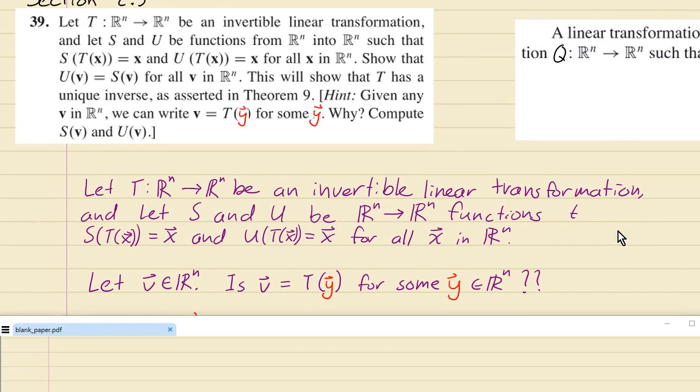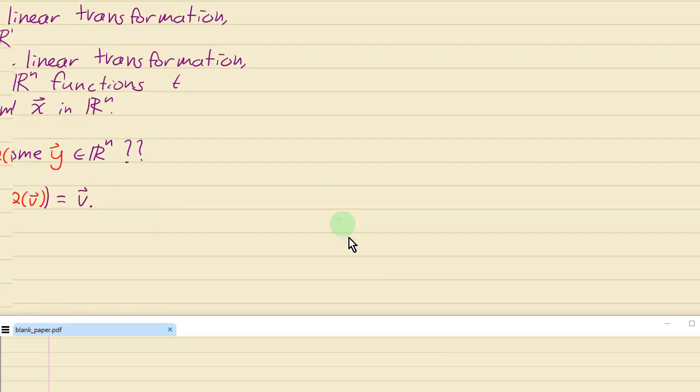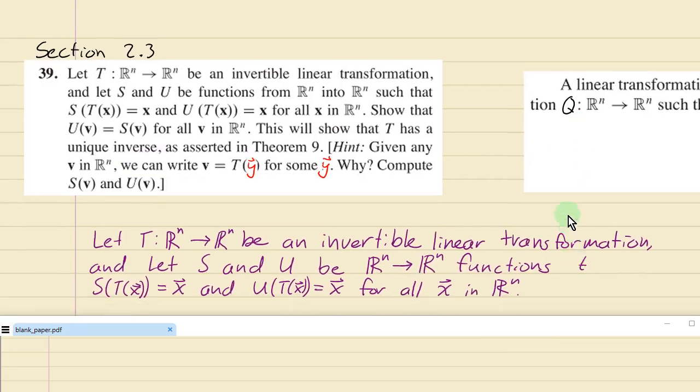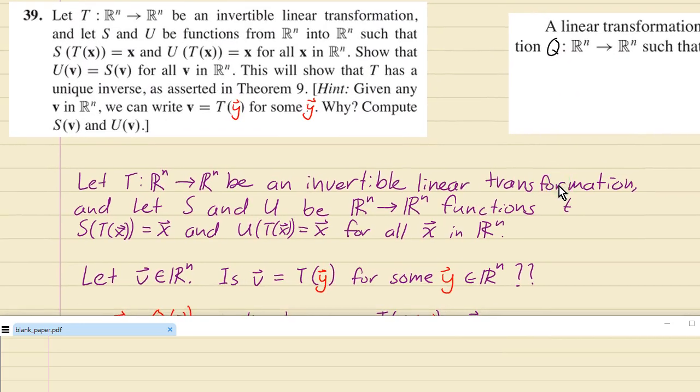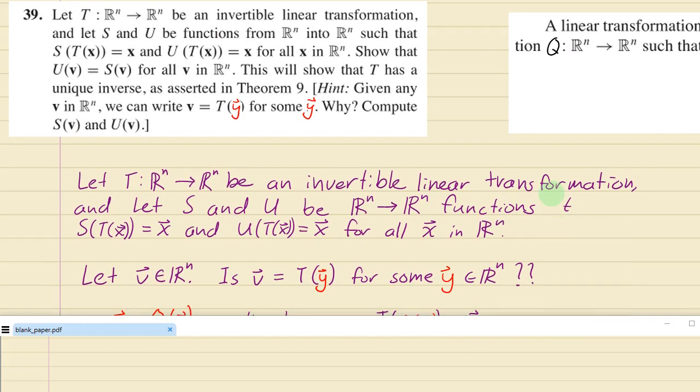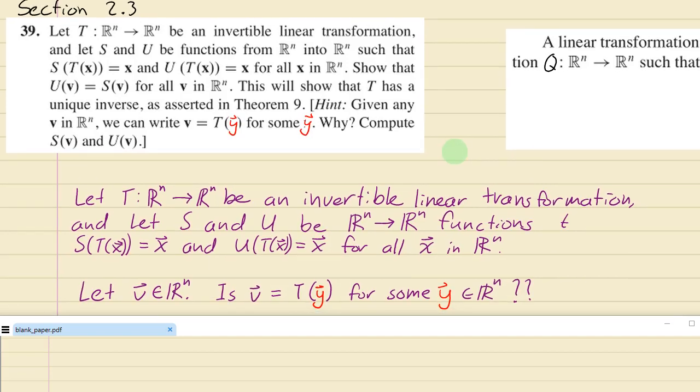And we're given two functions, S and U, that have this property: S of T of x cancels out and gives you x, and U of T of x cancels out and gives you x, for any vector x in Rn. And I changed some of the letters around here to make it clear.